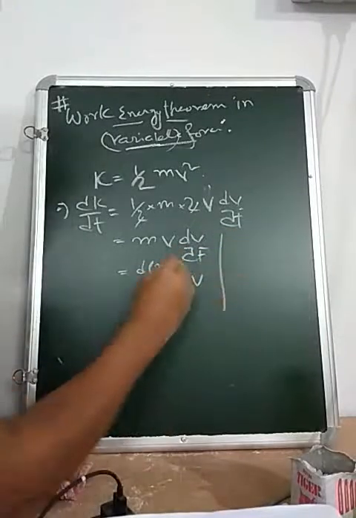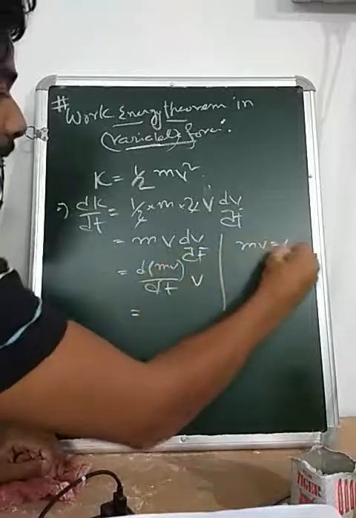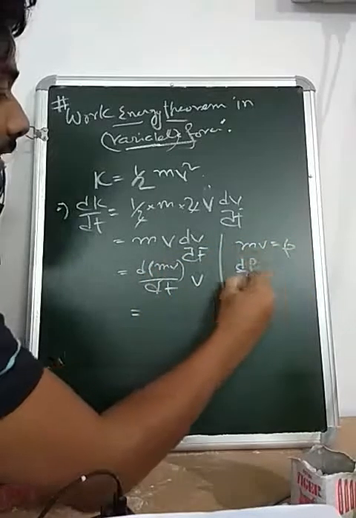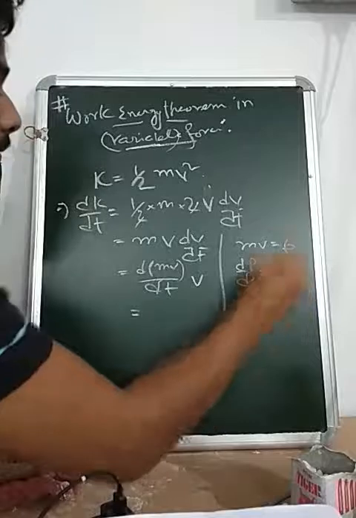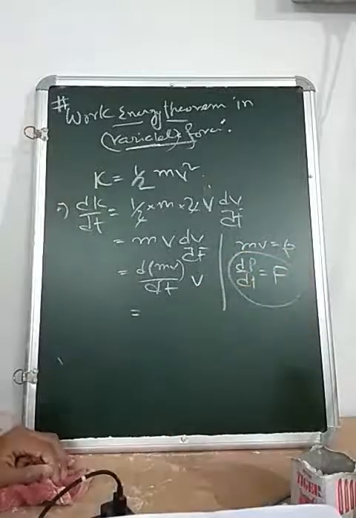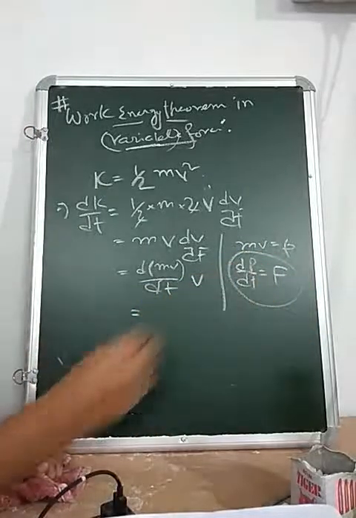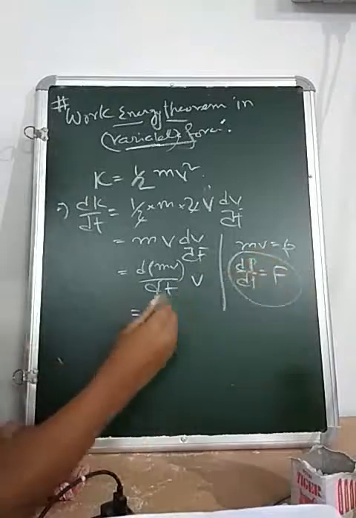See, mv is what? mv is momentum, and dp by dt is equal to force from Newton's second law. The rate of change of linear momentum is equal to the applied force.